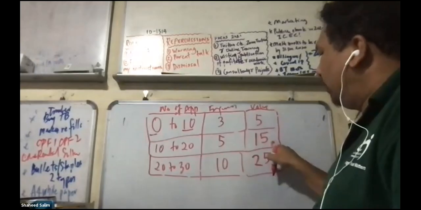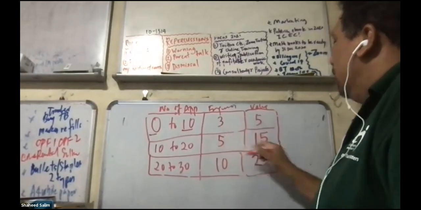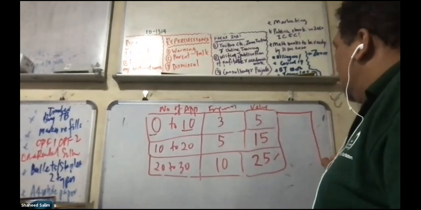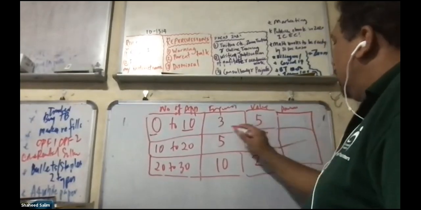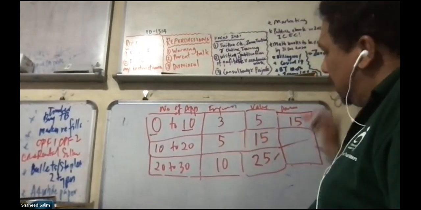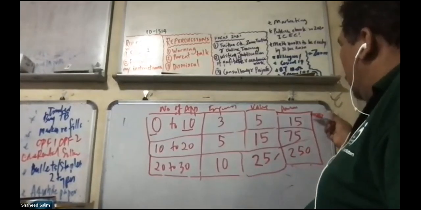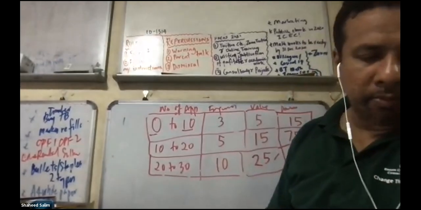It is this value that you times by 10. It is this value that you times by 5. It is this value that you times by 3. So down here, the download of applications, let's say, or use of application, okay? 3 times 5, 15. 5 times 15 is 75. 10 times 25, 250. You add all this up and it becomes the total.